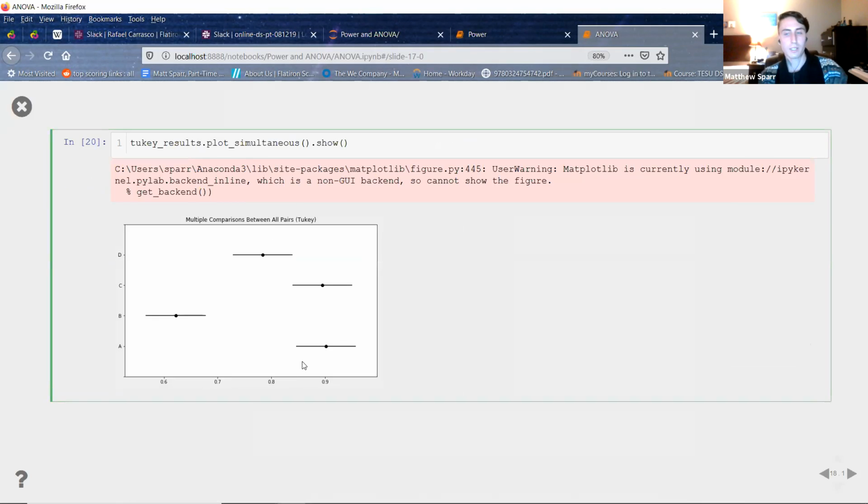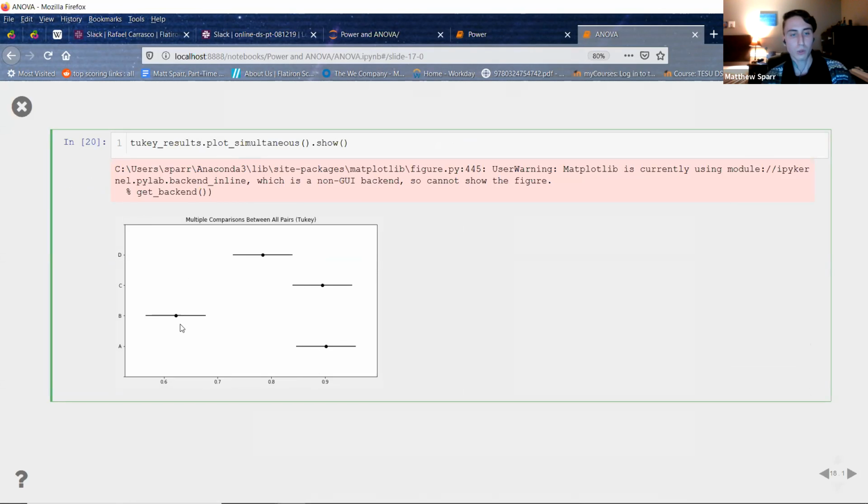All right, so this is the graph we get. We have our different groups here. The way to read this is, if you draw a line straight down and it passes through two of the groups, then you can't say that they're different. You can say that statistically they're kind of the same.